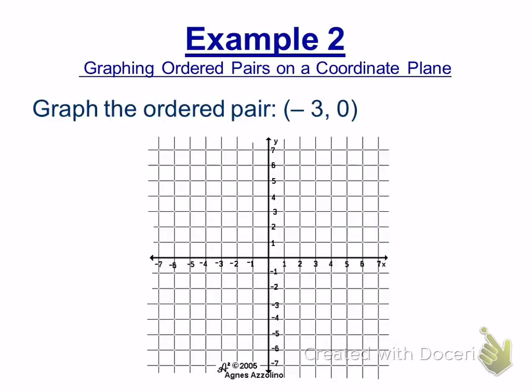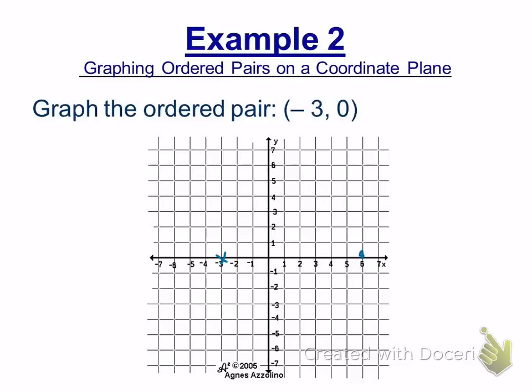Negative 3, 0. Left 3 and then stay there. Why do we stay there? Because it's 0. That's it right there, (-3, 0). It's on the y-axis. Is that what you said? I said that, but it's on the x-axis. You said y. You meant to say x-axis, right?